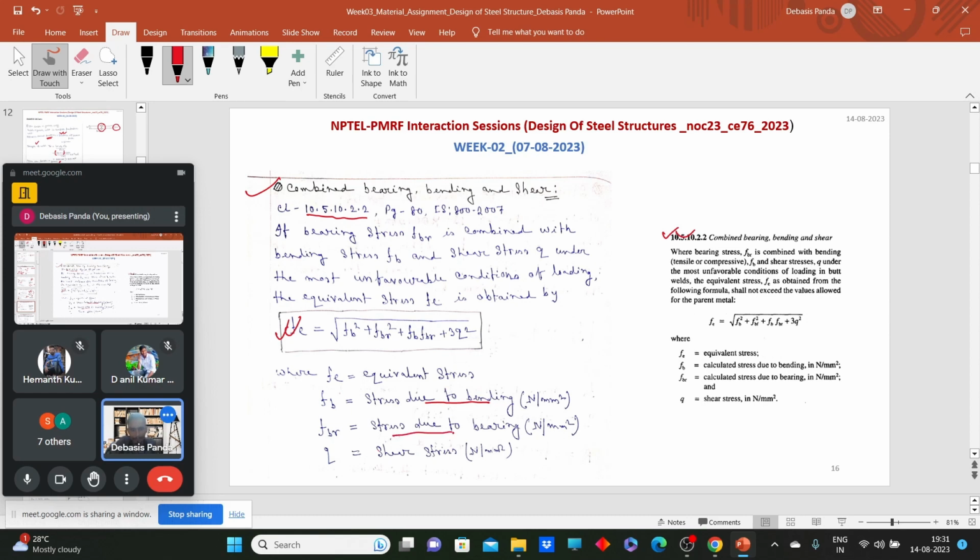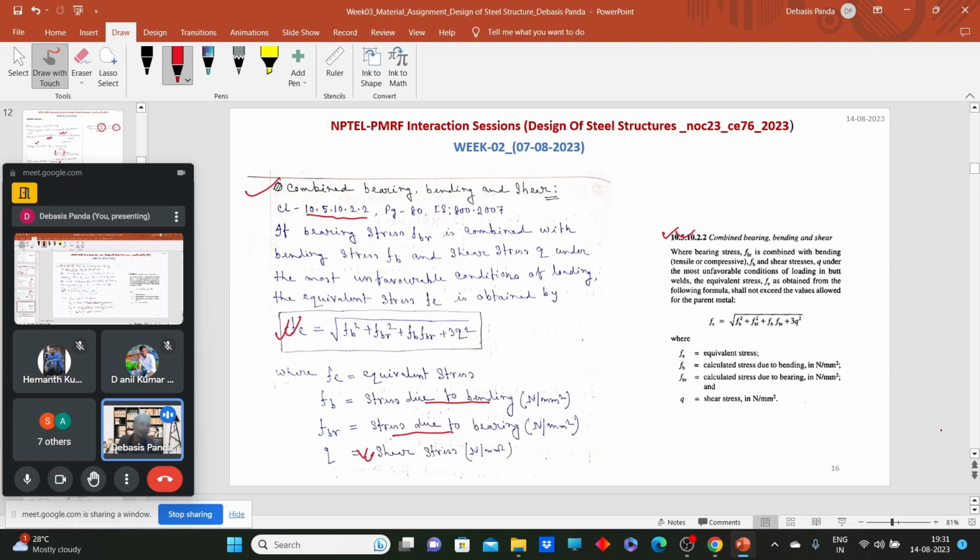F bear, this is the stress due to bearing. So bearing stress is the load upon the contact area. Now the shear stress. When a welded joint is subjected to different kinds of loads or moments, then for the calculation of equivalent stresses, we need to use these equivalent formulas from our code.